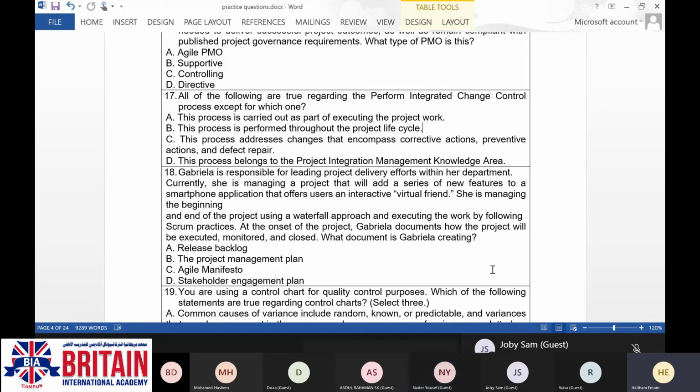If you remember, we were saying that we have five main process groups. One is called initiating. Second is called planning. Third is called executing. Fourth is called monitoring and controlling, and the last one is closing. When it comes to the perform integrated change control process, it is part of the monitoring and control process group.